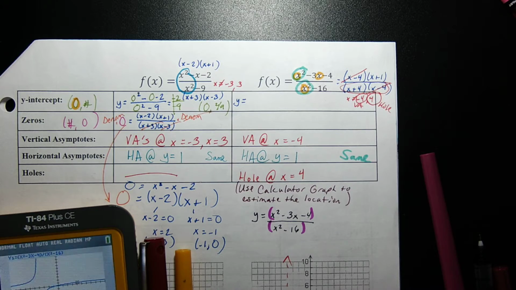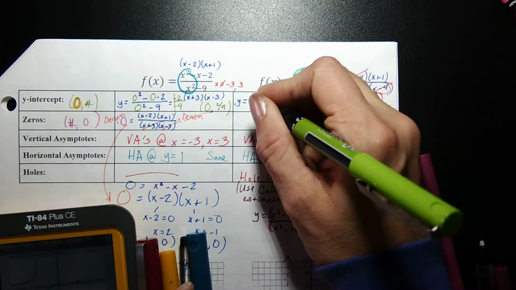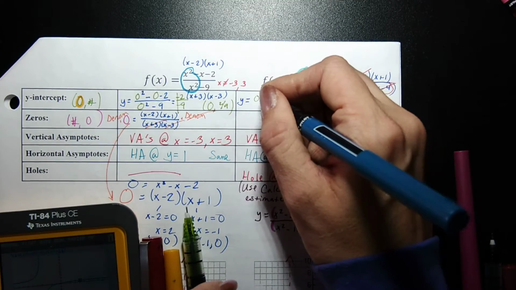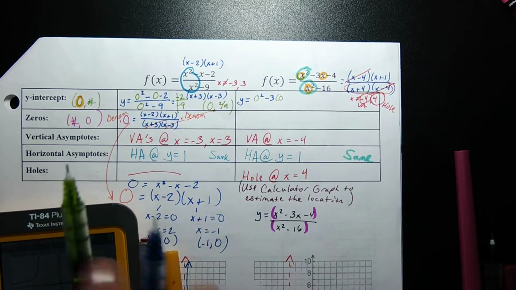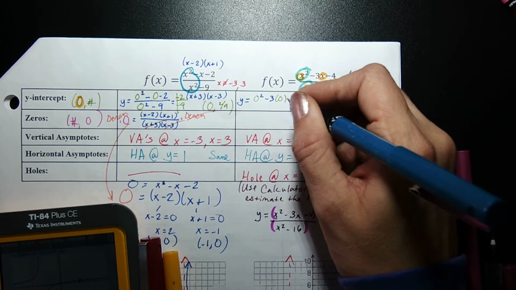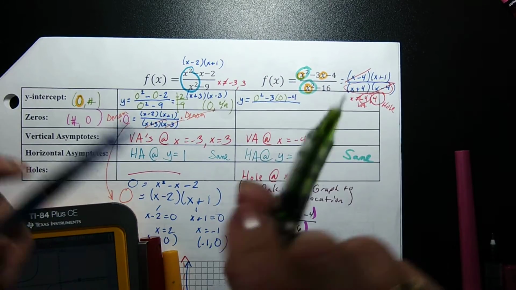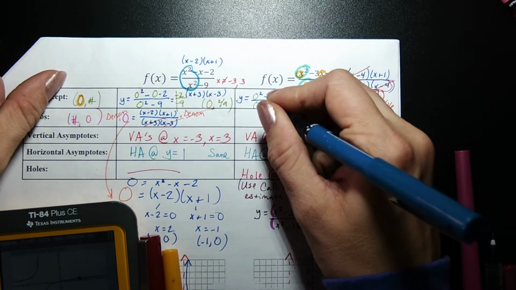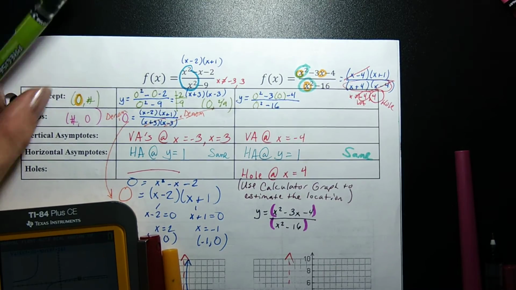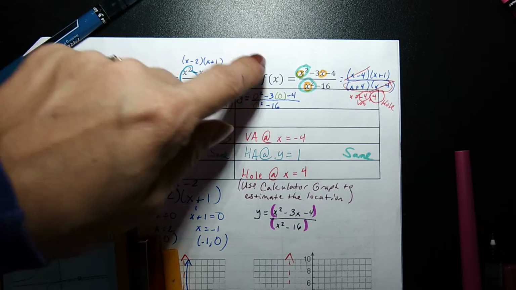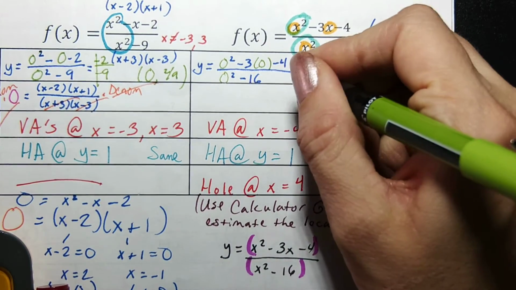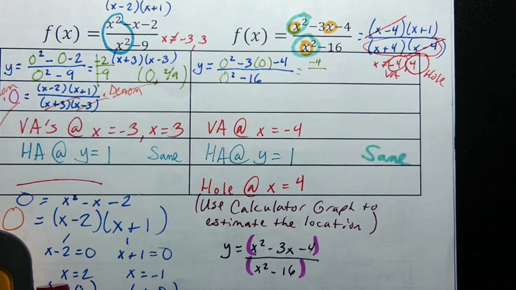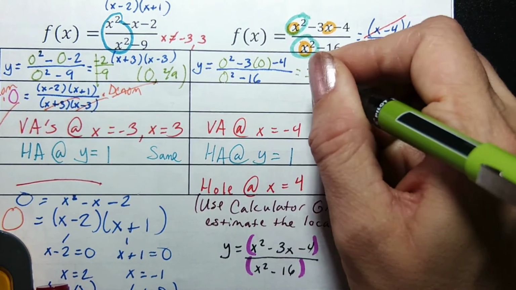So let's go ahead and plug in to our original one. 0 squared minus 3 times 0 minus 4, all over 0 squared minus 16. So 0 squared, 0. Minus 3 times 0, 0. Minus 4, we get a -4 on the top. On the bottom, 0 squared is 0, minus 16 is -16.